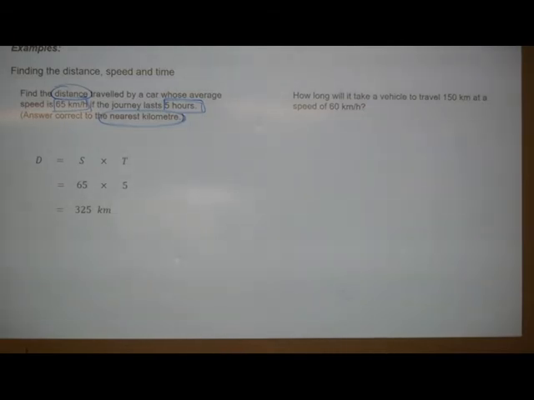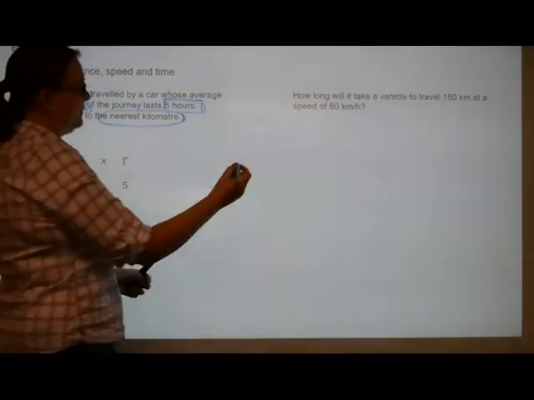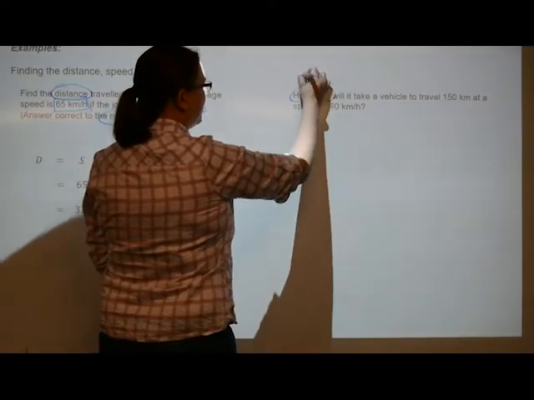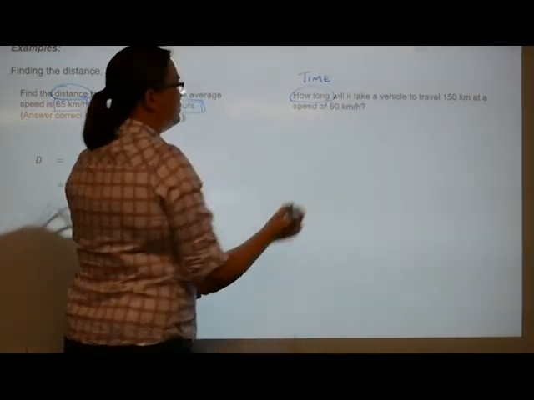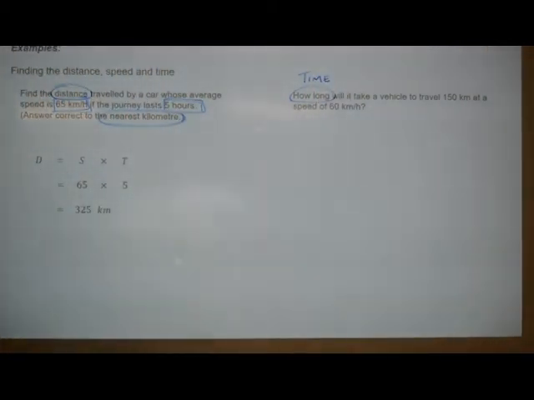How long will it take a vehicle to travel 150 kilometres at a speed of 60 kilometres per hour? So what is this question asking us to do? It's asking us to find the time. It's asking how long.